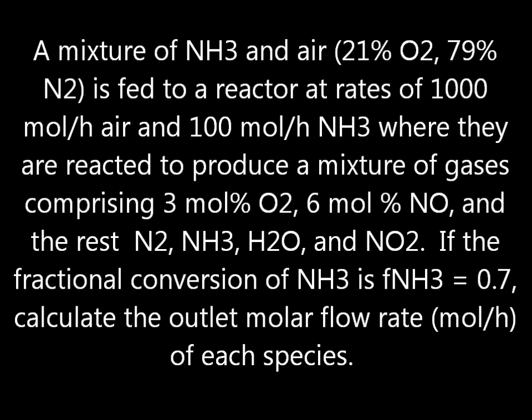A mixture of NH3 and air is fed to a reactor at rates of 1000 moles per hour air and 100 moles per hour NH3, where they are reacted to produce a mixture of gases comprising 3 mole percent O2, 6 mole percent NO, and the rest N2, NH3, H2O, and NO2. If the fractional conversion of NH3 is 0.7, calculate the outlet molar flow rate in moles per hour of each species. There are several reactions occurring, but because we are using atomic species balances, we can ignore these reactions.